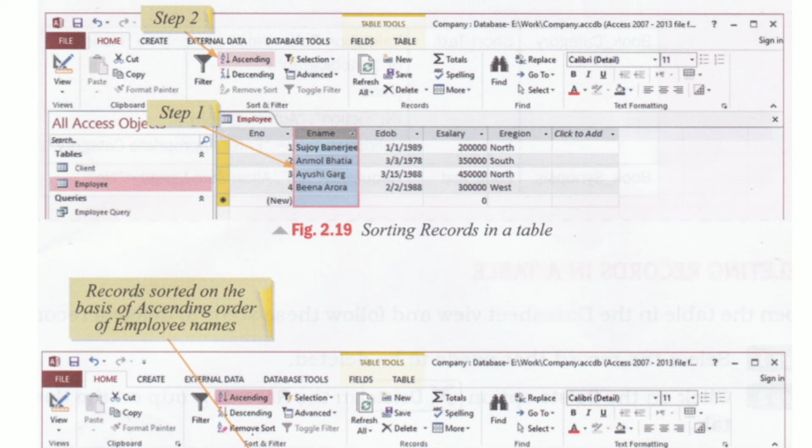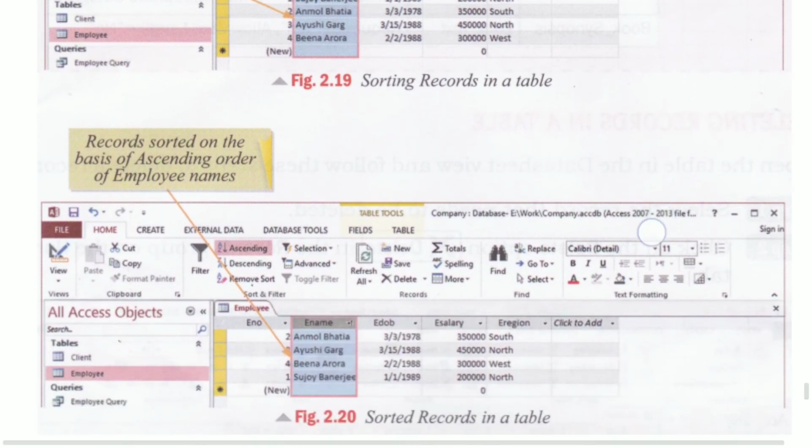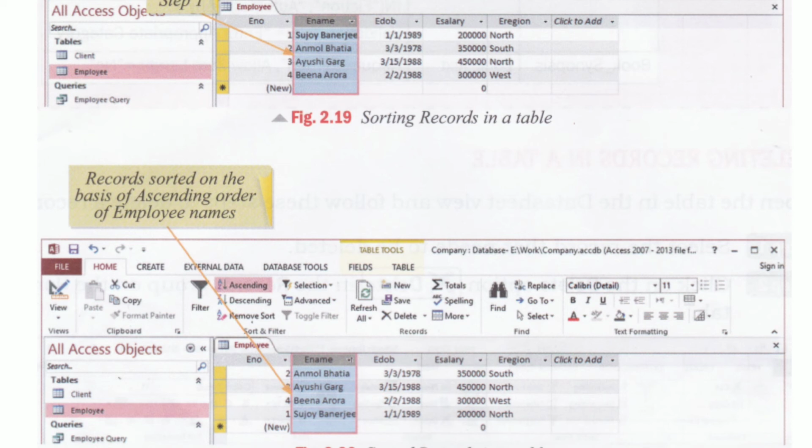For this, the e-name column is selected, and after selecting the e-name column, we can go to the sort and filter group that is present in the home tab. In that sort and filter group, there is an option named ascending, indicated by step 2 in the figure. As we click on the ascending option, the selected data will be sorted according to ascending order. You can see in the next figure and compare both figures.